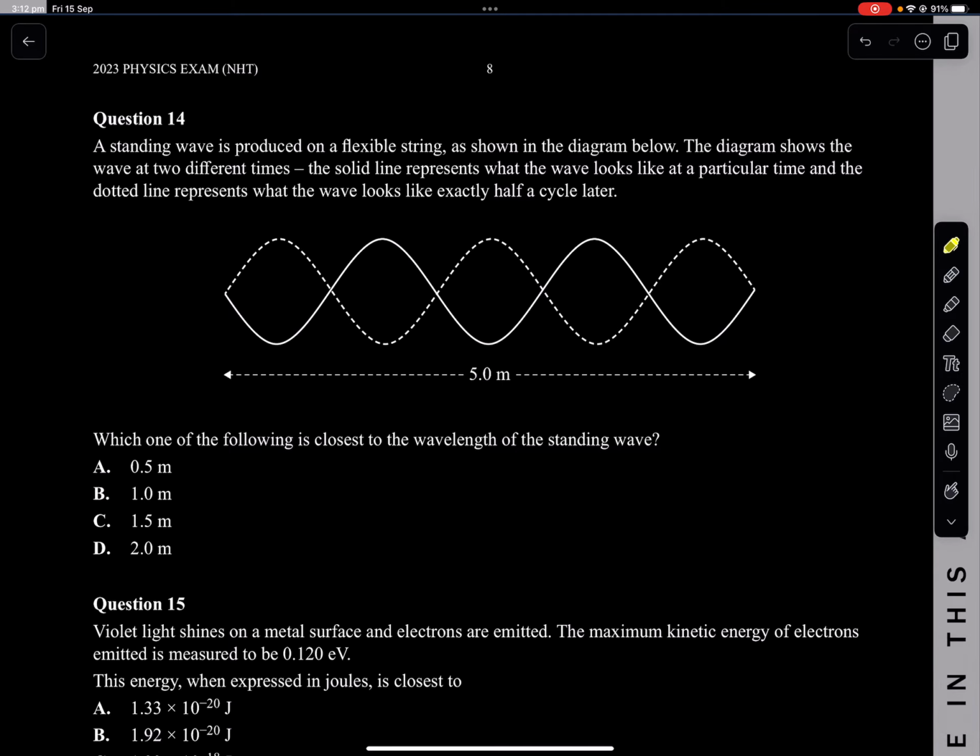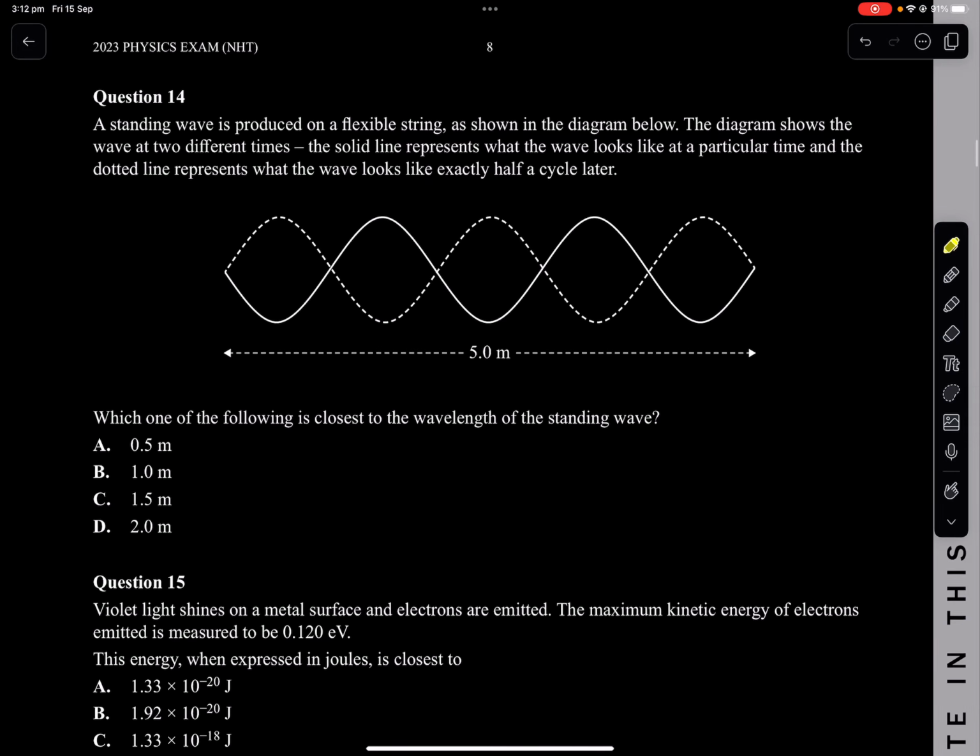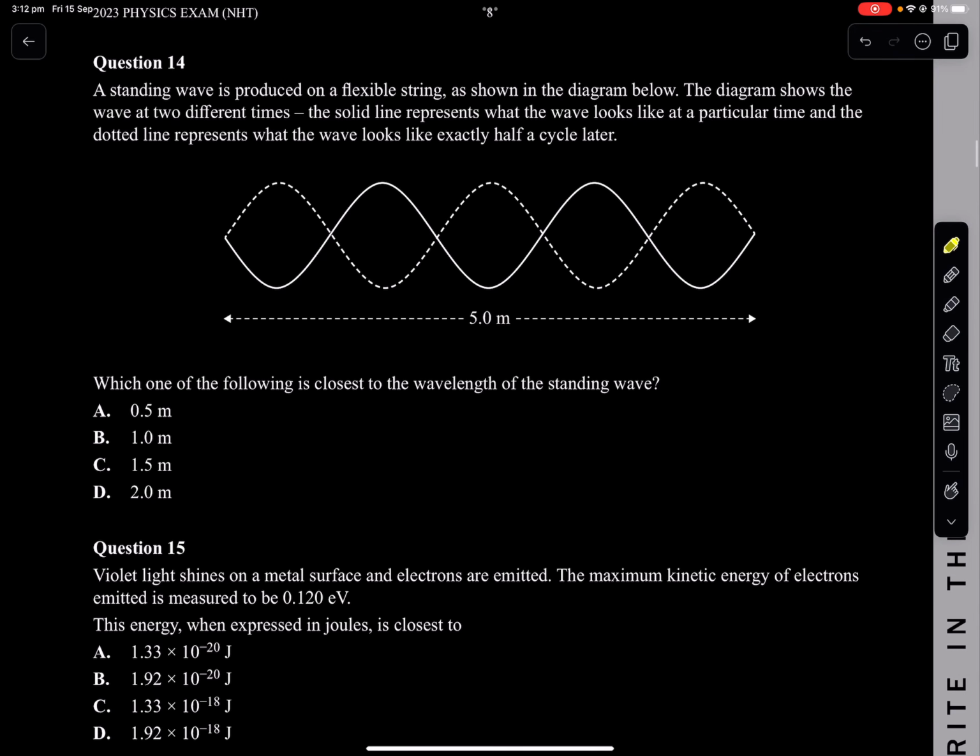Question 14. A standing wave is produced on a flexible string, as shown in the diagram below. The diagram shows the wave at two different times. The solid line represents what the wave looks like at a particular time, and the dotted line represents what the wave looks like exactly half of a cycle later. Which of the following is closest to the wavelength of the standing wave?